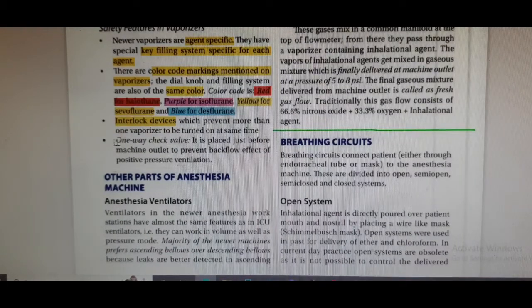The one way check valve is placed just before the machine outlet to prevent the backflow effect of the positive pressure ventilation. In order to prevent the backflow effect, the machine has a one way check valve placed near the vaporizer.